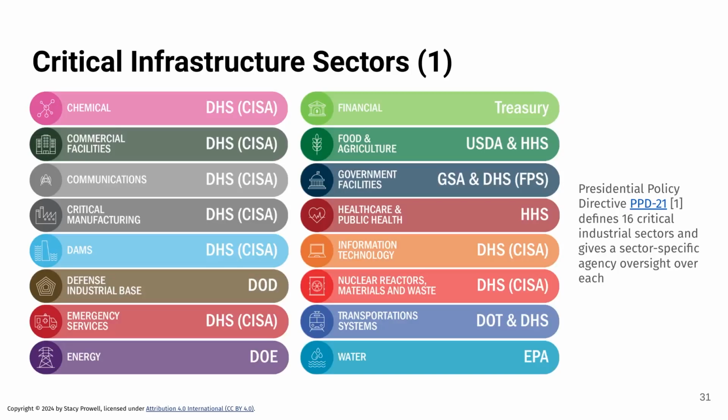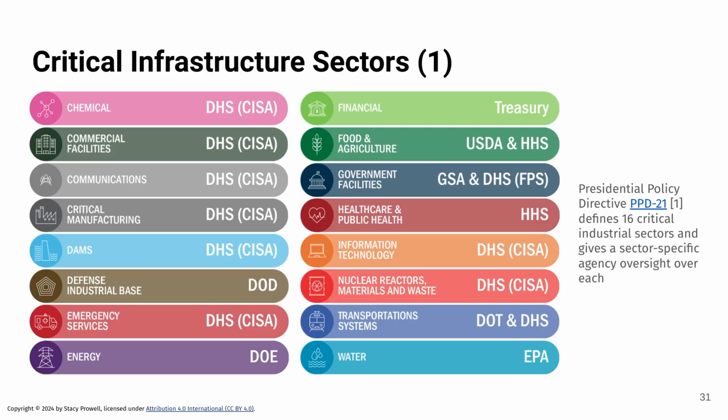So I mentioned critical infrastructure, and in the U.S. we tend to divide critical infrastructure up in this way based on something called the Presidential Policy Directive 21, and there's a link there to it. And that directive defines 16 critical industrial sectors, and it gives a sector-specific agency with oversight of each one. And you notice a lot of these say DHS, the U.S. Department of Homeland Security, and CISA, the Cybersecurity and Infrastructure Security Agency. And so you can see chemical, commercial facilities, communications, critical manufacturing, etc.